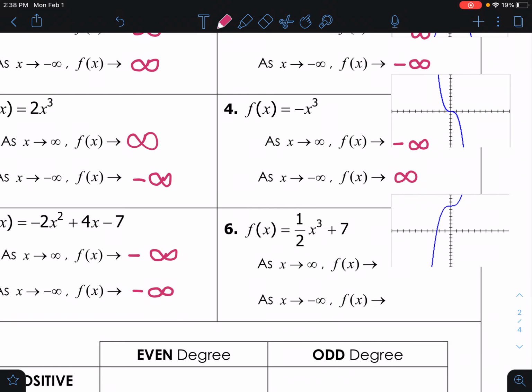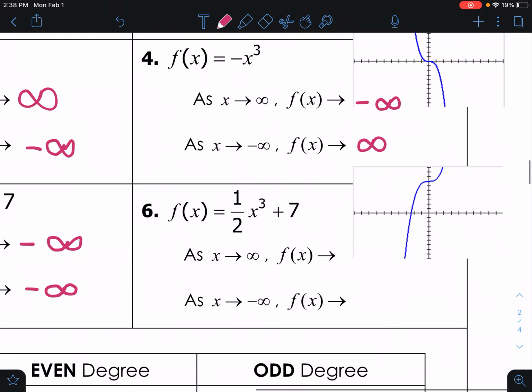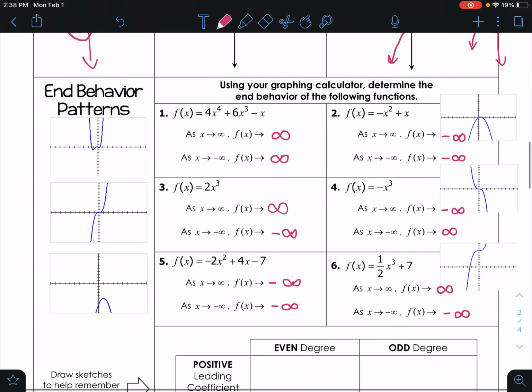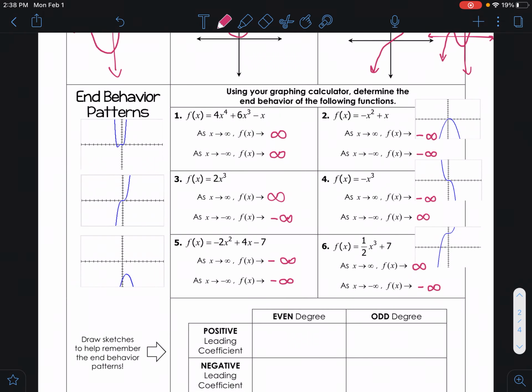This one, cubic function again. Notice a little squiggle there. As x approaches infinity, this one also, f of x also approaches infinity. As x approaches negative infinity, f of x also approaches negative infinity. Okay, cool. So now let's make some generalizations about what's happening.